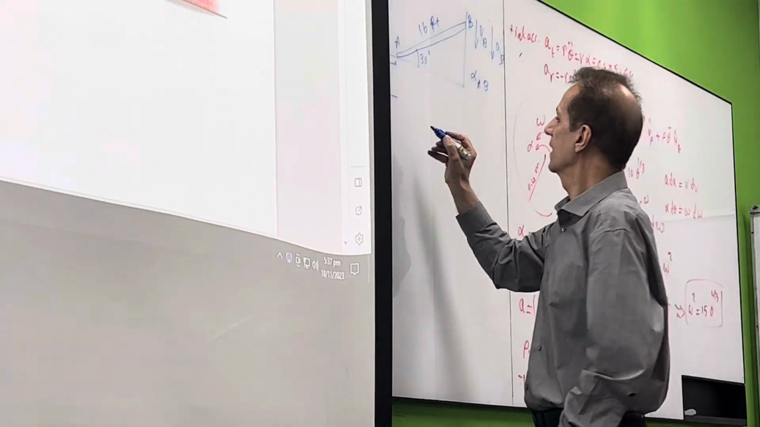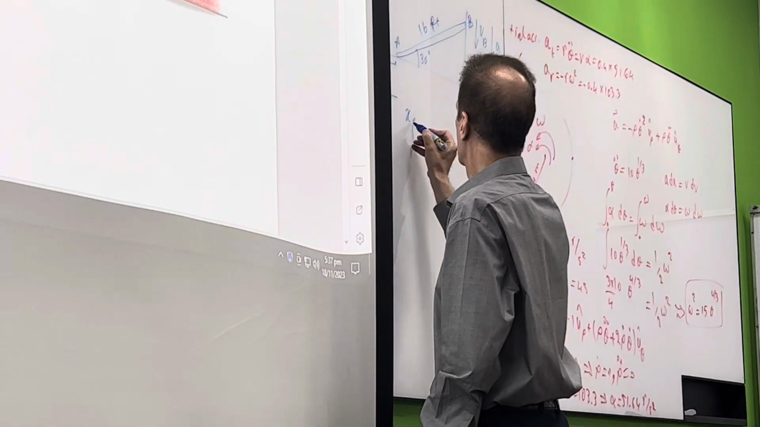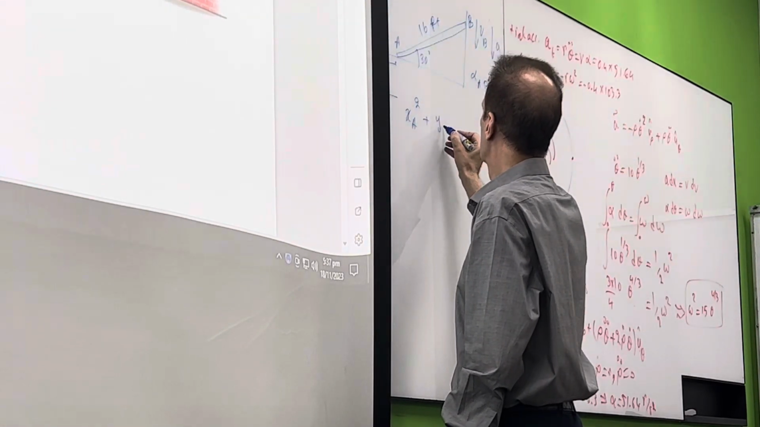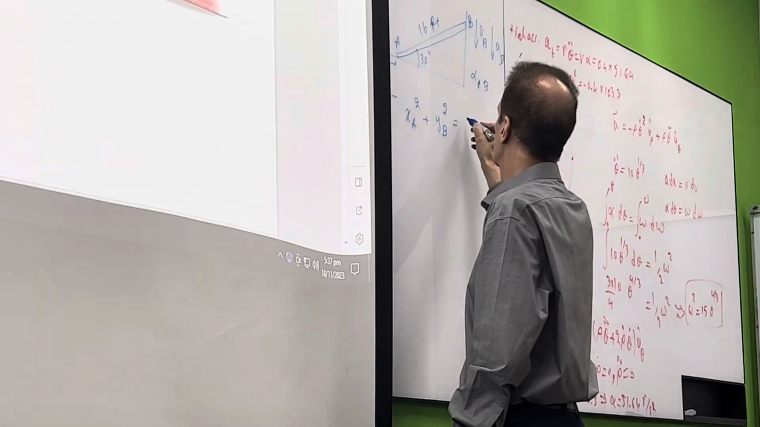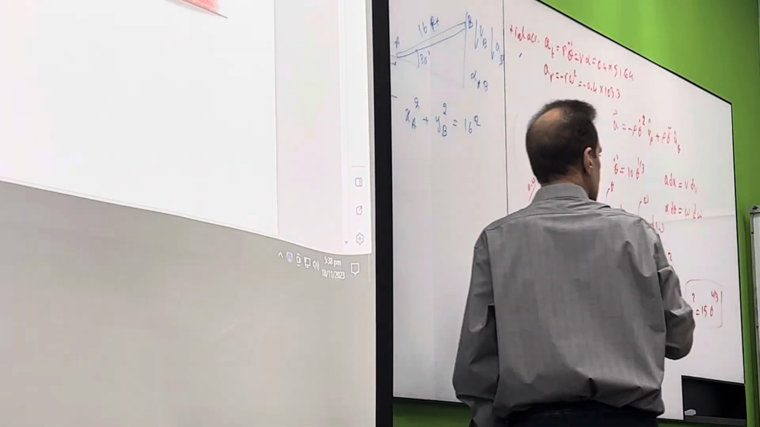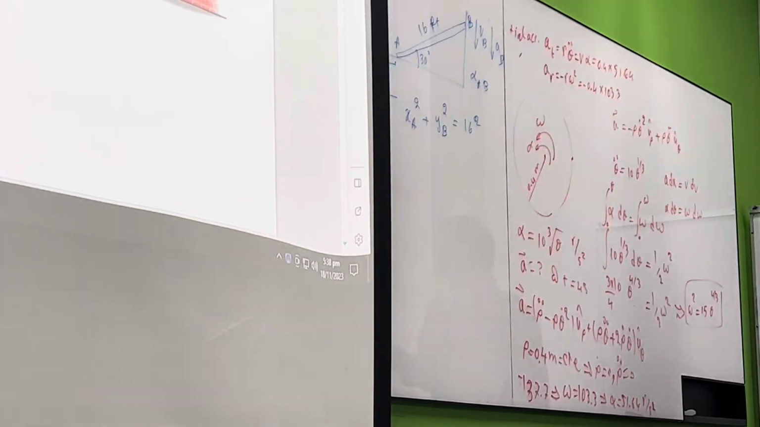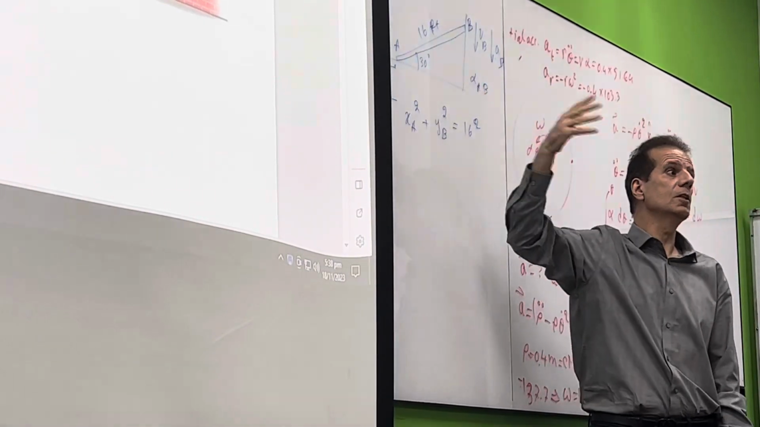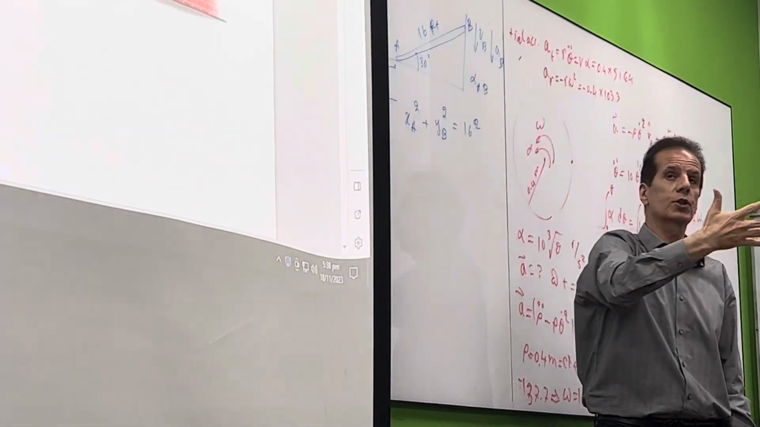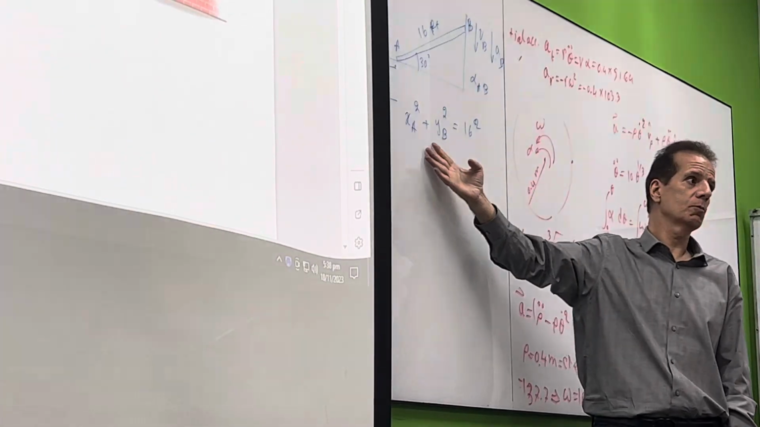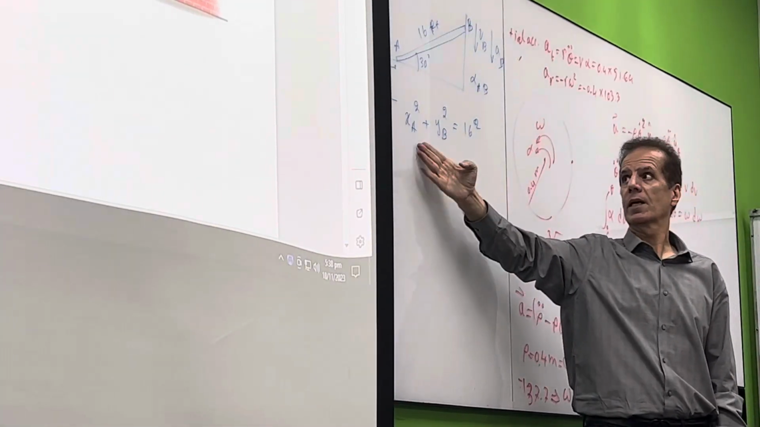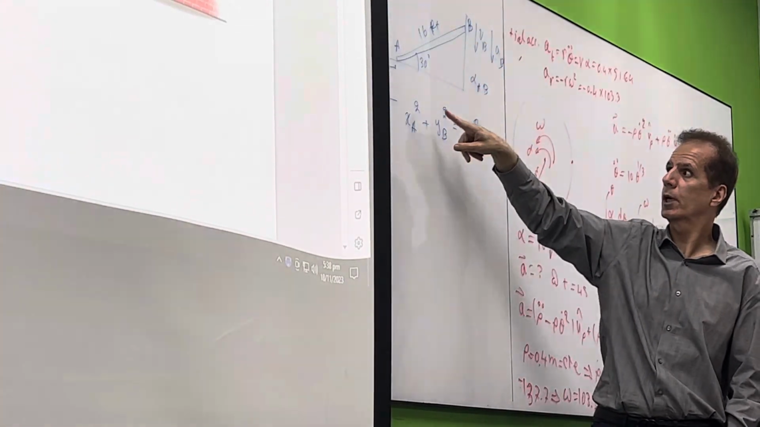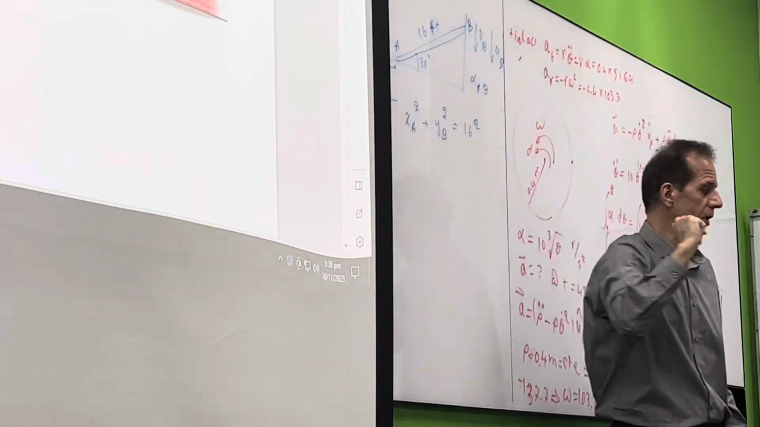I set x of A squared plus y of B squared is equal to 16 squared. Is that right? So what did I do? Forget about the problem. It's geometry in motion. Write the equation for that geometry, which is here: x of A squared plus y of B squared is 16 squared, because we have a triangle.